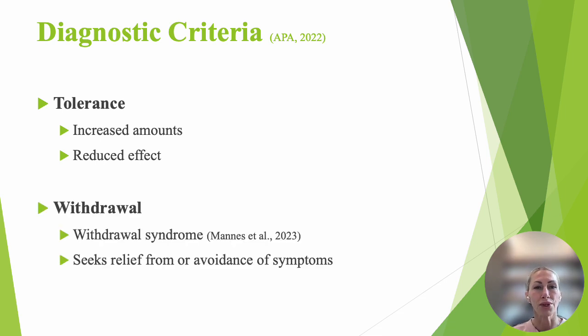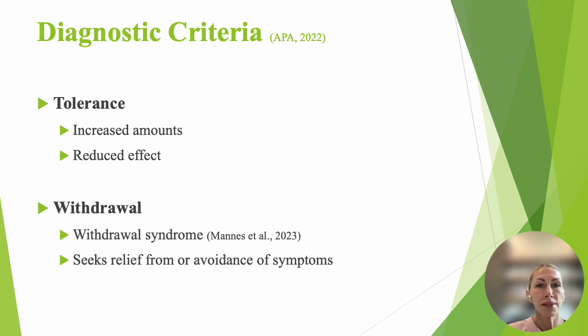Withdrawal occurs when opioid use is reduced or stopped, leading to a set of distressing physical or psychological symptoms. This is also known as withdrawal syndrome, which can include nausea, sweating, muscle pain, anxiety, or really intense cravings. Research suggests that people with co-occurring mental health conditions like bipolar, borderline personality, or panic disorder, just to name a few, are more likely to experience withdrawal symptoms. And those with opioid withdrawal syndrome tend to report lower mental health quality of life.